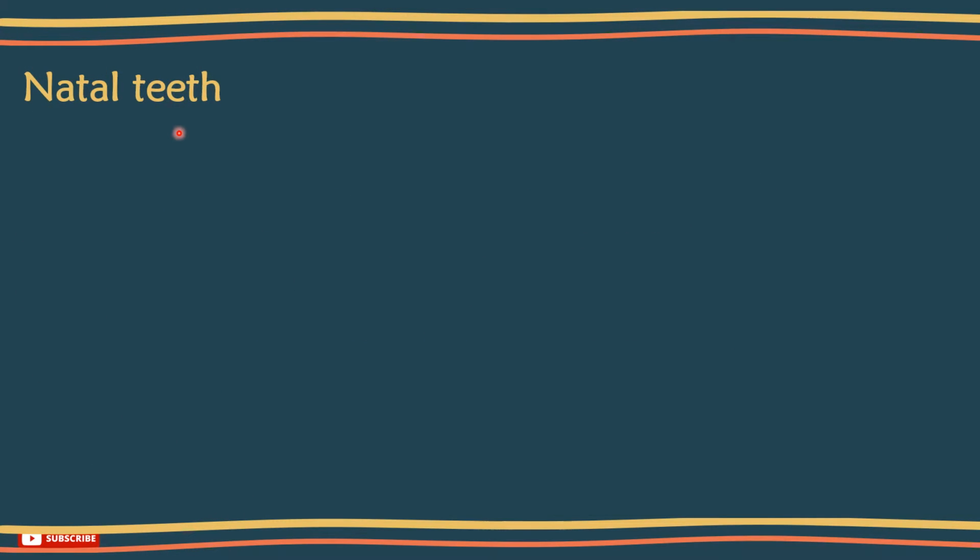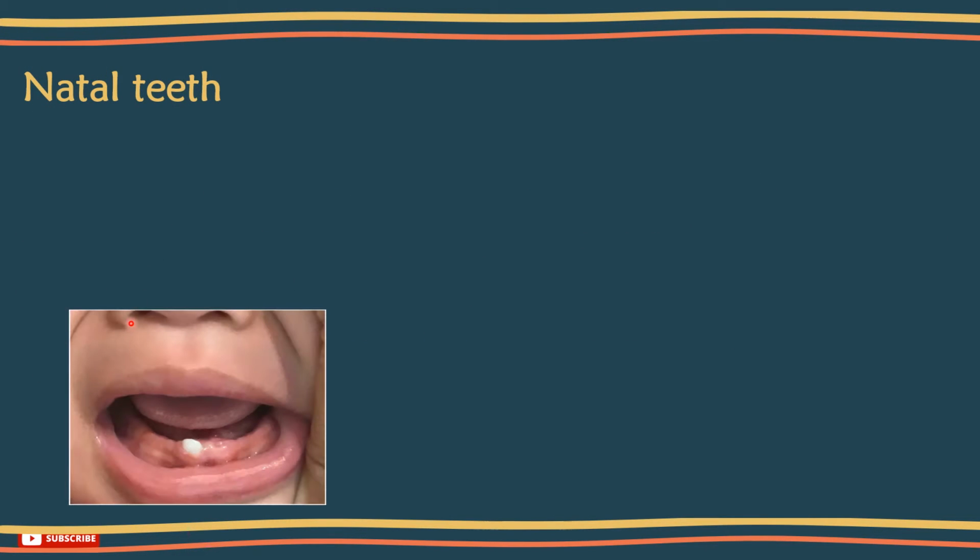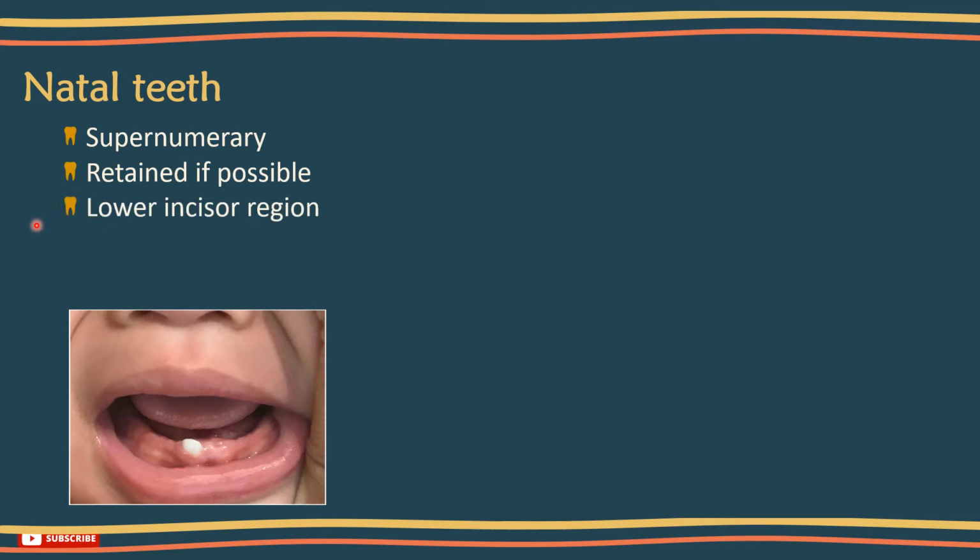Natal teeth. Natal teeth are teeth that are present when a baby is born. They are not the same as neonatal teeth that erupt in the child's mouth during the first month of life. Usually, these are members of the primary dentition and can sometimes be supernumerary. They should be retained if a radiographic examination reveals that it is the main primary tooth. Most frequently, they appear in the lower incisor region.